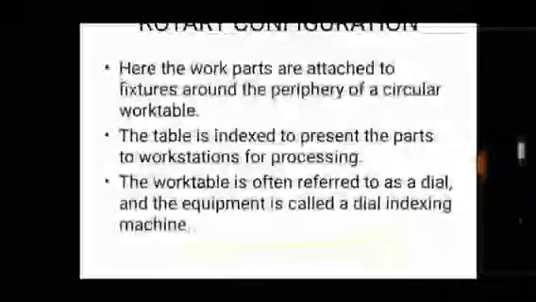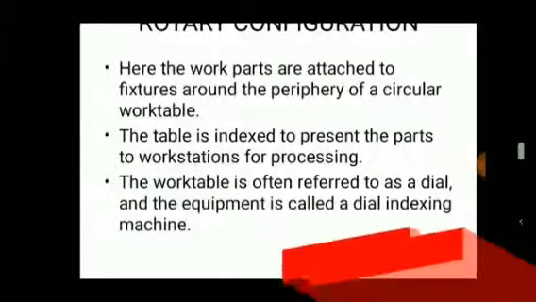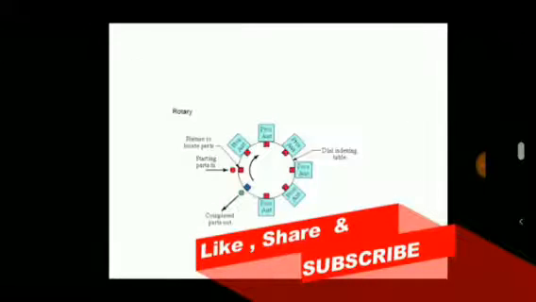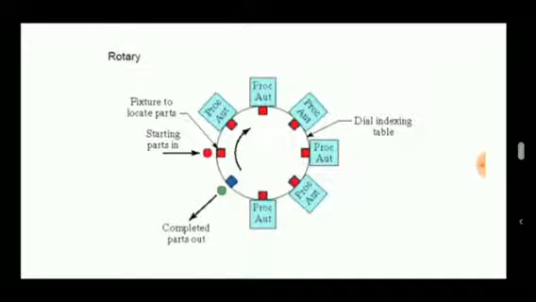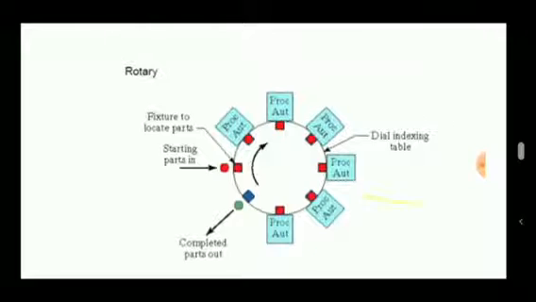Then the work table is often referred to as a dial, and the equipment is called a dial indexing machine. So this is a dial indexing machine. The starting parts revolve in a circular manner while the products are machined in the stations such as drilling, milling, reaming, etc. and inspected. Then finally the products come out from the side where we inserted them.